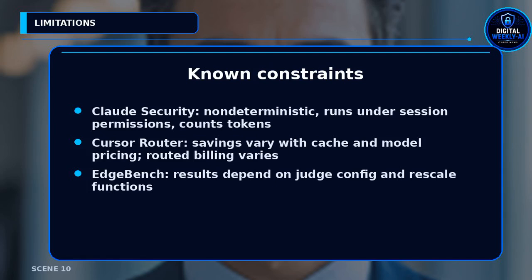Cursor savings depend on cache behavior and model pricing. Routed billing varies with the selected model. The article reports Grok 4.5 is required as a price-efficient routing option. EdgeBench depends on Judge configuration and SForge rescale. Reproduce the notebook with your Judge settings.